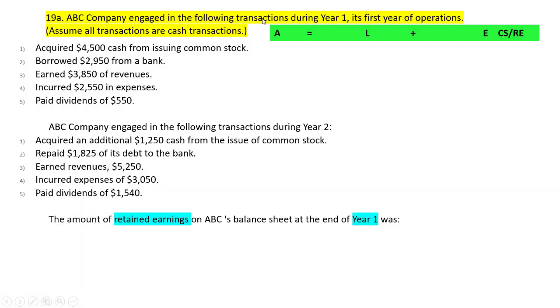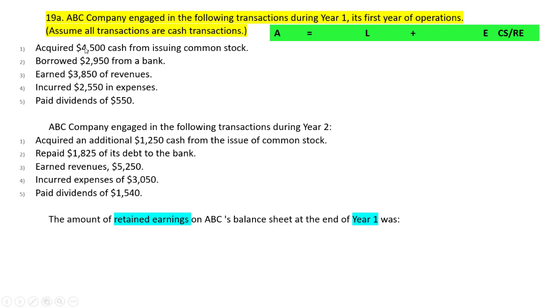ABC Company engaged in the following transactions during year one, its first year of operations. Assume all transactions are cash transactions, and they want to know the amount of retained earnings on ABC's balance sheet at the end of year one. So what things affect retained earnings? Well, let's go through here and see.